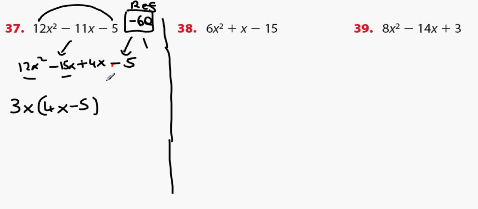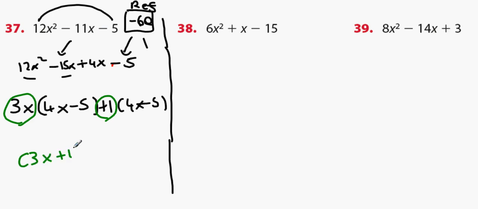We know the second bracket has to be the same, and therefore, what multiplied by 4x gives you plus 4x? The answer will be plus 1. And in the exact same position as always, the 3x and the 1 go in the first bracket, and the 4x minus 5 goes in the second bracket.